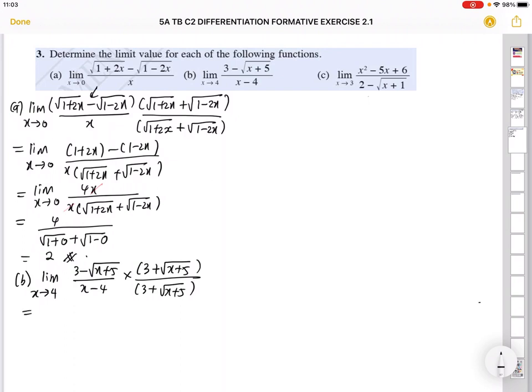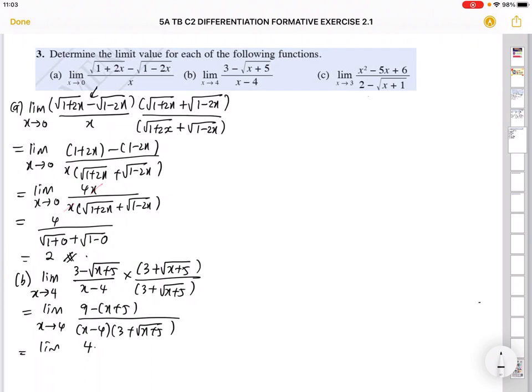So this is still limit of x approaching 4. 3 squared is 9, then you minus x plus 5. Now your denominator, we are not going to do anything. We're going to keep this first. And 9 minus x minus 5, we just think 9 minus 5. 9 minus 5 is what? 9 minus 5 is 4 minus x.